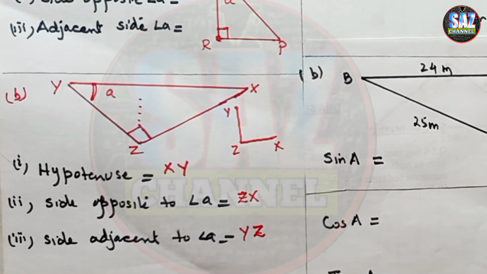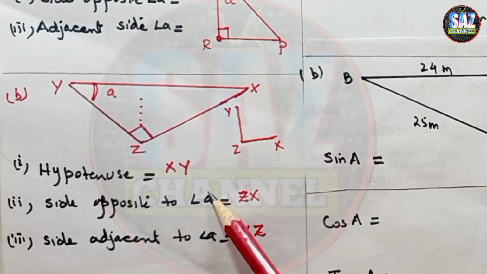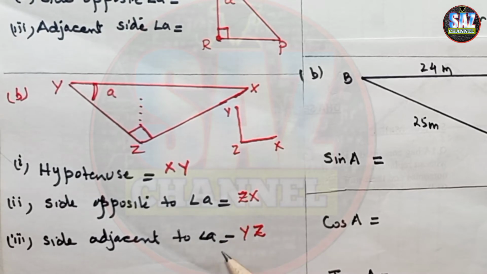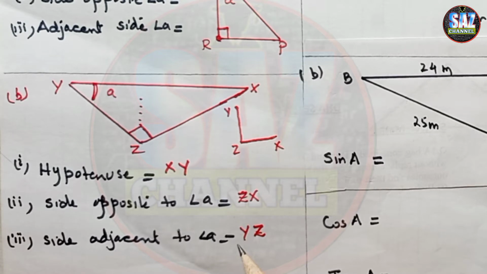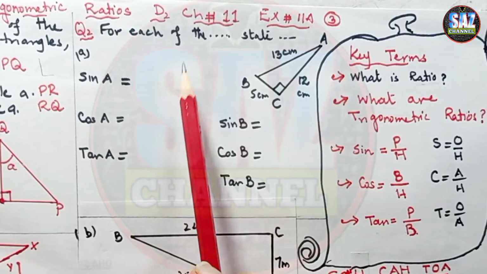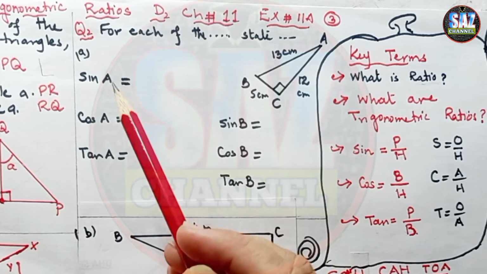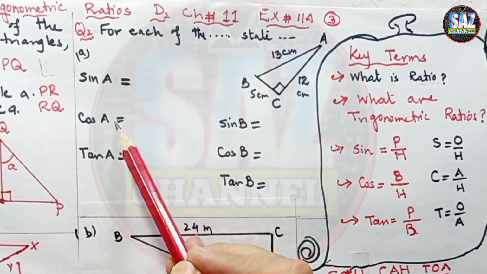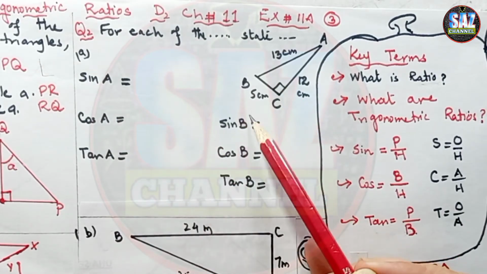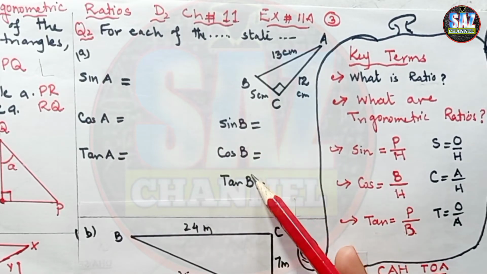I hope you are clear about how we are identifying the side opposite to this reference angle and the side adjacent to the reference angle, because this is the point about which most of the students find difficulty. Moving to question number 2, which says, for each of the following right angle triangles, we have to write the value of sine A, cos A, tangent A, then sine B, cos B, and tangent B.